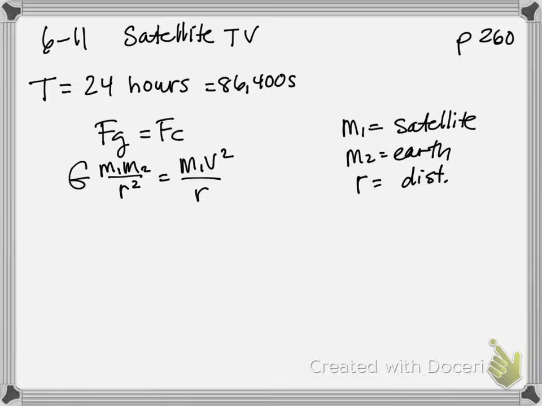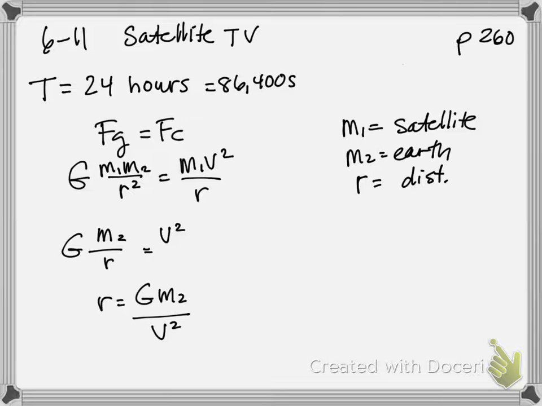You can see right off that we can cancel the mass of the satellite and we can cancel one of the r's. So we get G m2 over r equals v squared, right? And then solving for r, we get G m2, which is the mass of the Earth, over v squared, which seems awesome, except we don't know the speed of that satellite, so we've got to figure it out.